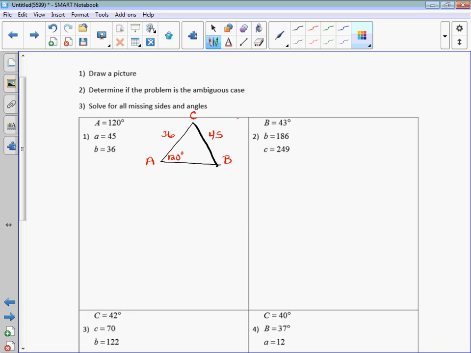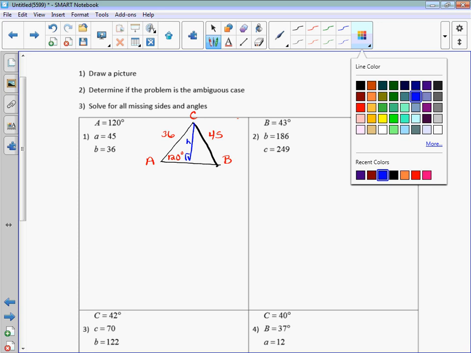Everybody okay with the picture? All right. So we would normally check the height next. So let's look. Height, that's got to be less than 36, right? Okay, because 36 would be the hypotenuse of that little triangle. So what do you think? Is 45 going to be bigger than the height? Yes. Is 45 also bigger than this side over here? Yes. So how many triangles do I have? Just one.